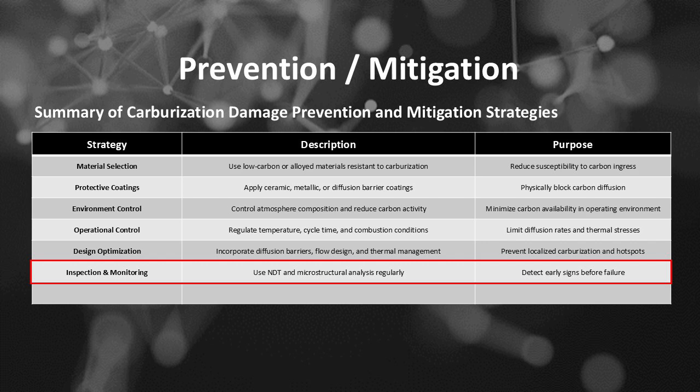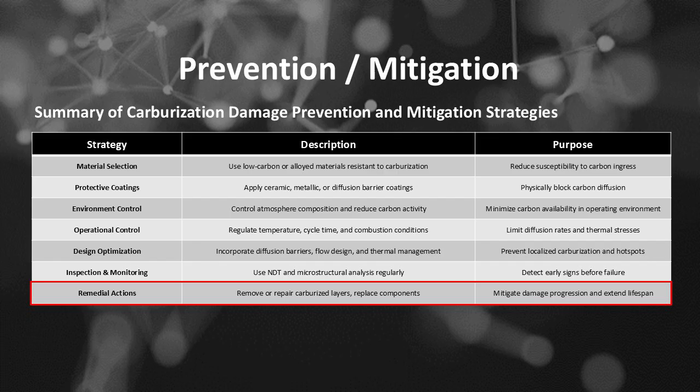If the strategy in use is inspection and monitoring, it is described as: use NDT and microstructural analysis regularly. Its purpose is to detect early signs before failure. If the strategy in use is remedial actions, it is described as: remove or repair carburized layers, replace components. Its purpose is to mitigate damage progression and extend lifespan.